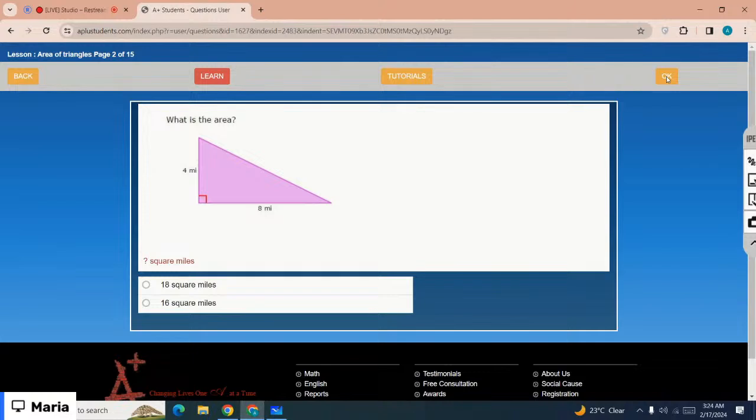Yes, the correct option is, you have to multiply them and divide by 2. So 8 times 4 is 32 and 32 divided by 2 is 16 square miles. The correct option is 16 square miles. Option 2 is the correct option, sorry.